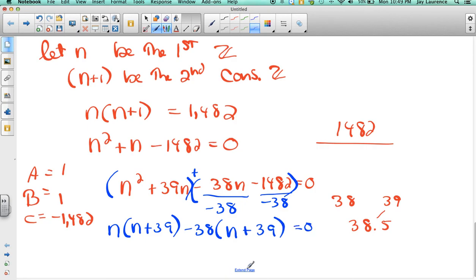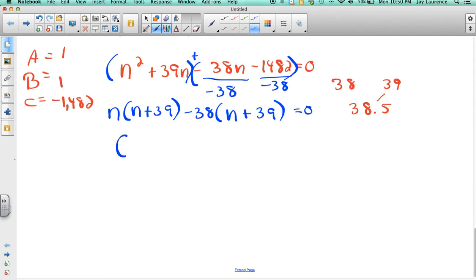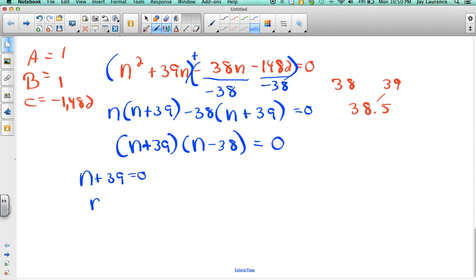And so now I've got one more factoring step. I'll have n plus 39. That's my GCF, and I'll be left with an n minus 38. That's going to equal 0. Now this n plus 39 equals 0 will yield n equals negative 39. But this one, n minus 38 equals 0, will tell me that n is positive 38. And they're both correct. Now I need to find n plus 1, the next consecutive integer.